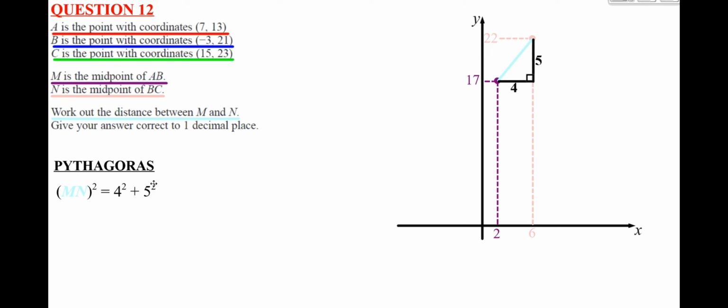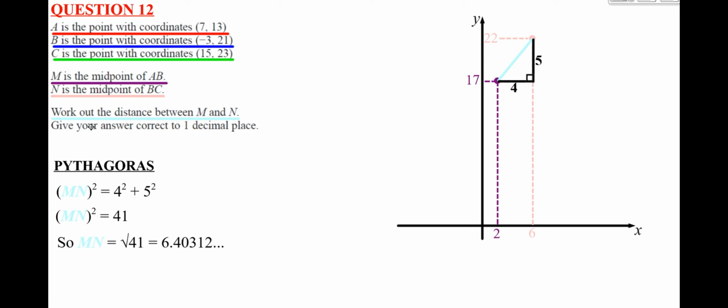That's 16, and that's 25. 16 plus 25 gives 41. So MN all squared is 41. Then hopefully you remember, with Pythagoras, the final step is always to square root. Therefore, MN will be the square root of 41, which gives an awkward, ugly-looking decimal, 6.40312, and carries on and carries on. Don't lose a mark annoyingly, though.